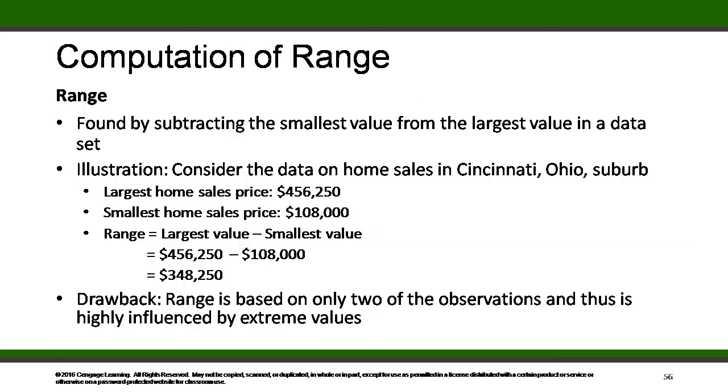Computation of range. The range is found by subtracting the smallest value from the largest value in a data set. Example, consider the data on home sales in a Cincinnati, Ohio suburb. The largest home sales price is $456,250, and the smallest home sales price is $108,000. The range is the largest value minus the smallest value, which equals 348,250. The drawback of range is that it is based on only two of the observations, and thus is highly influenced by extreme values.